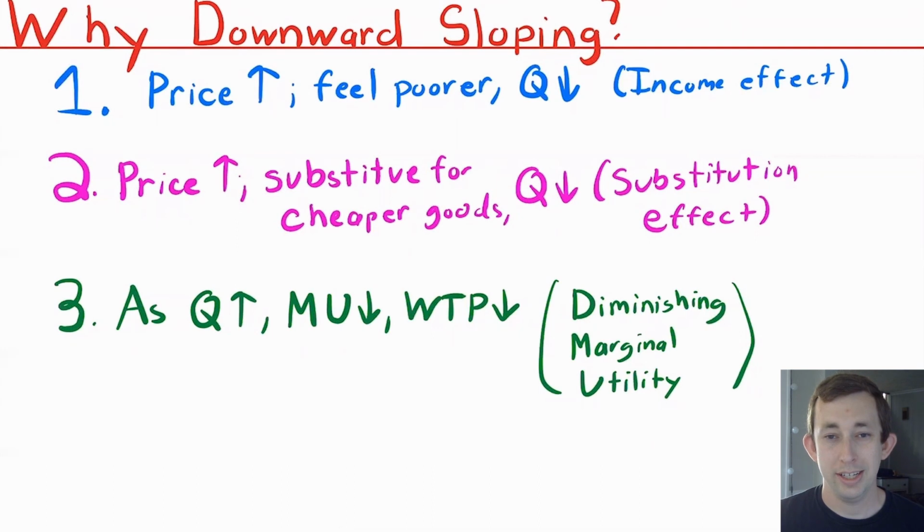The third reason why the demand curve slopes downward is diminishing marginal utility, which we've talked about in a previous video. As anyone gets more and more soda, the extra utility they're getting from that soda becomes less and less. If people's willingness to pay is based on how much extra utility they get from buying that soda, and their extra utility goes down as they get more soda, then the price also needs to go down if they're going to buy more soda.